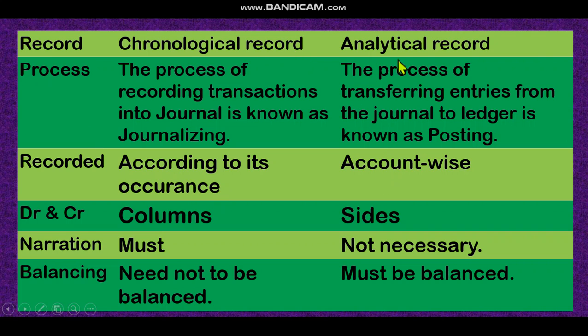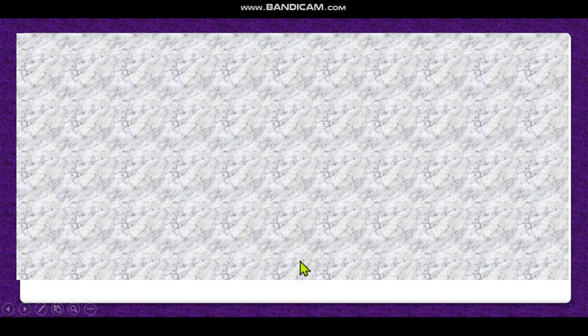On the other hand, in the ledger we will record account wise. Debit and credit: in the journal we have a debit column and a credit column. In the ledger we have a debit side and a credit side. Narration: in the journal narration is a must. On the other hand, in the ledger narration is not necessary. Balancing: in the journal balancing is not compulsory, but in the ledger it must be balanced. These are some differences between journal and ledger, dear student.